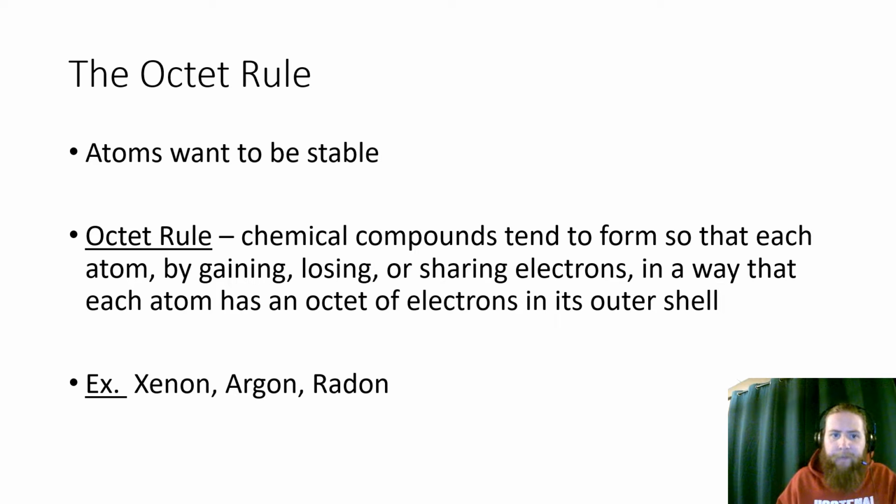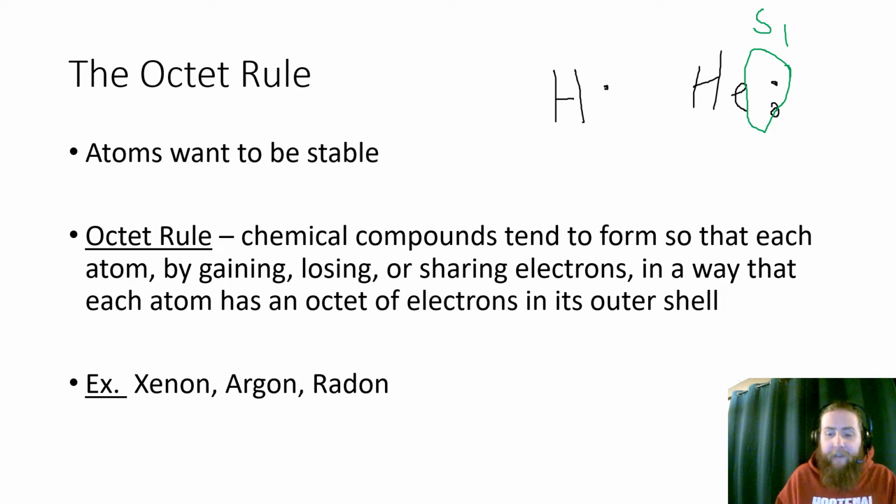All right, octet rule. All molecules, all atoms want to be stable. So the octet rule means that each atom will, by gaining, losing, or sharing electrons, should end up with an octet of electrons in its outer shell. Now, remember when we did Lewis bonding, we talked about hydrogen has 1 in this s orbital, and helium has 2. Remember that they only have that first s1 orbital, so this s1 orbital with these 2 in it is happy. But in the next row down on the periodic table, row 2, we go all the way out to like neon at the end.